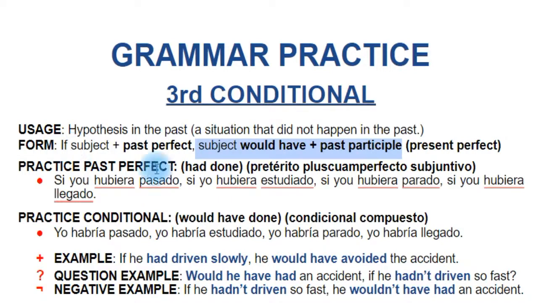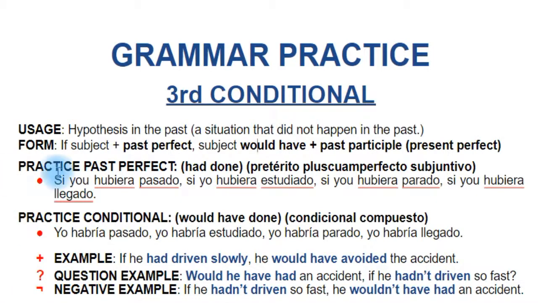So the first clause is if plus past perfect, and then the second clause is would plus have plus past participle, or what is the same, would plus present perfect. Now, in the translation, this is very important.